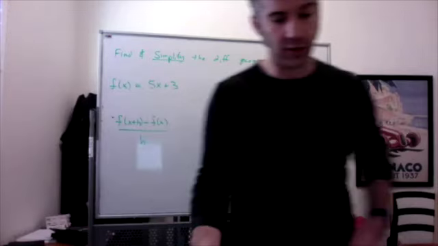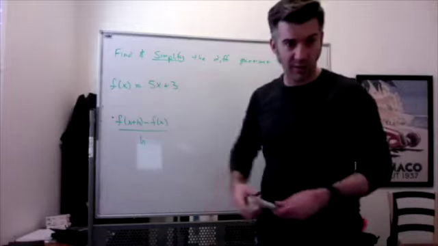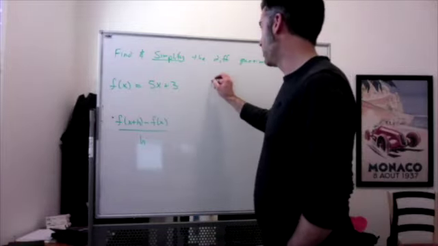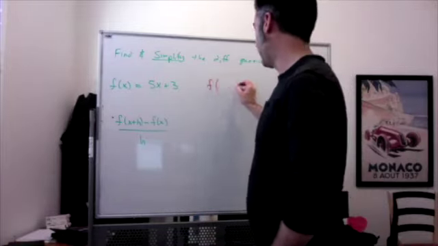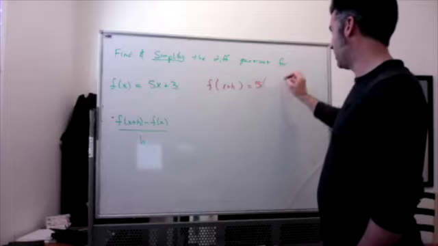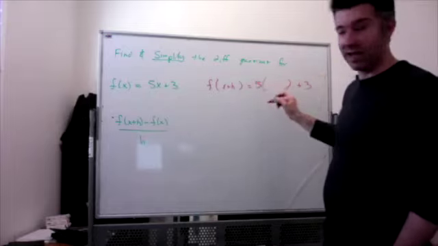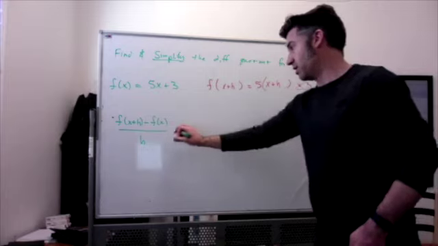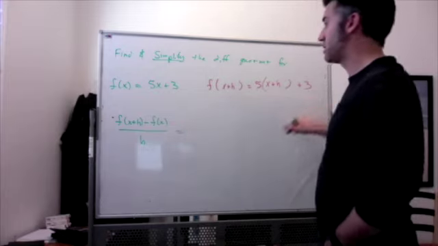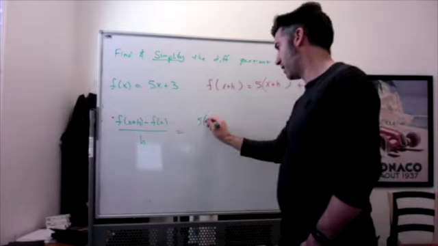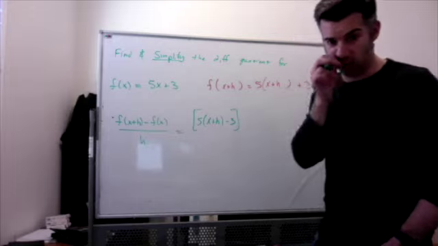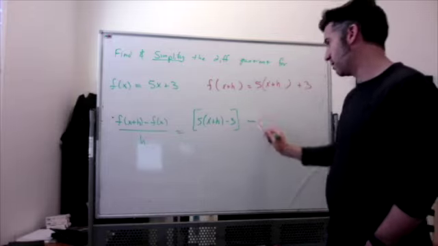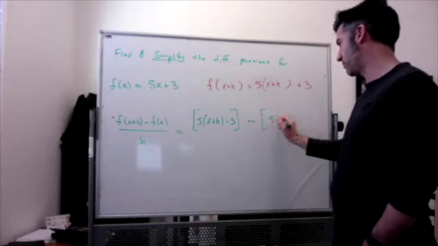I usually just jam everything into this formula, but if you find it helpful, you might want to write out what f of x plus h is. So f of x was 5 times x plus 3. F of stuff is 5 times stuff plus 3, where the stuff is x plus h. So that's what's going to go into my formula here. This is going to equal f of x plus h, which is 5 times x plus h minus 3. I don't really need those brackets, but I'm going to try and differentiate between f of x plus h and f of x, which is 5x plus 3.